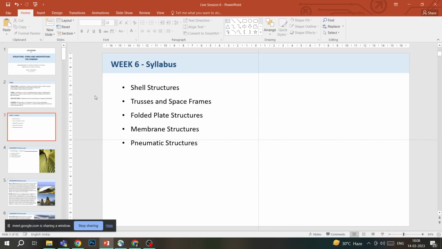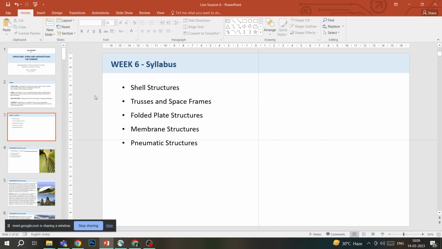Then we have folded plate structure. In folded plate structure, the introduction was covered, what is a folded plate structure, and then different kinds of geometries were shown, how folded plate structures work, and how forces act on folded plate structures, then different types of folded plate structures, the structural behavior of folded plate structures, different materials that are used to make folded plate structures, and then typologies, the applications, examples from around the world again, and then some advantages, disadvantages, etc.